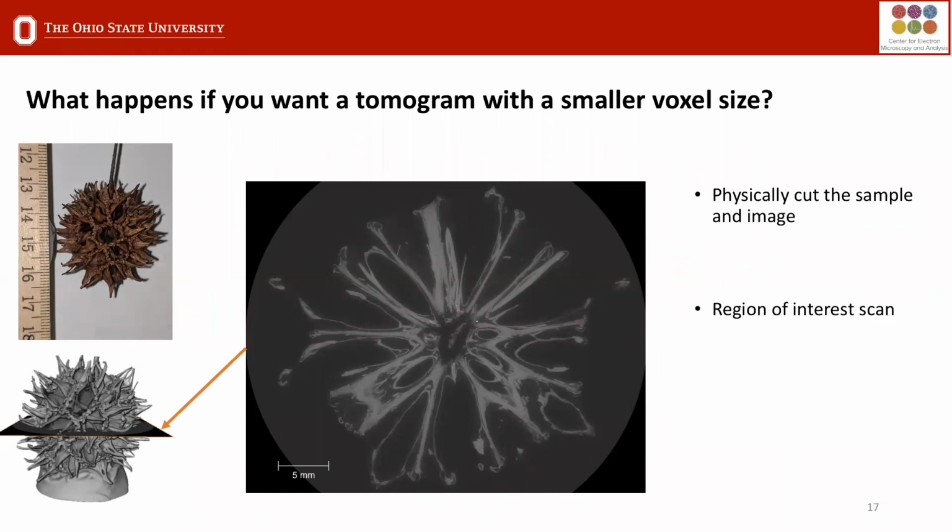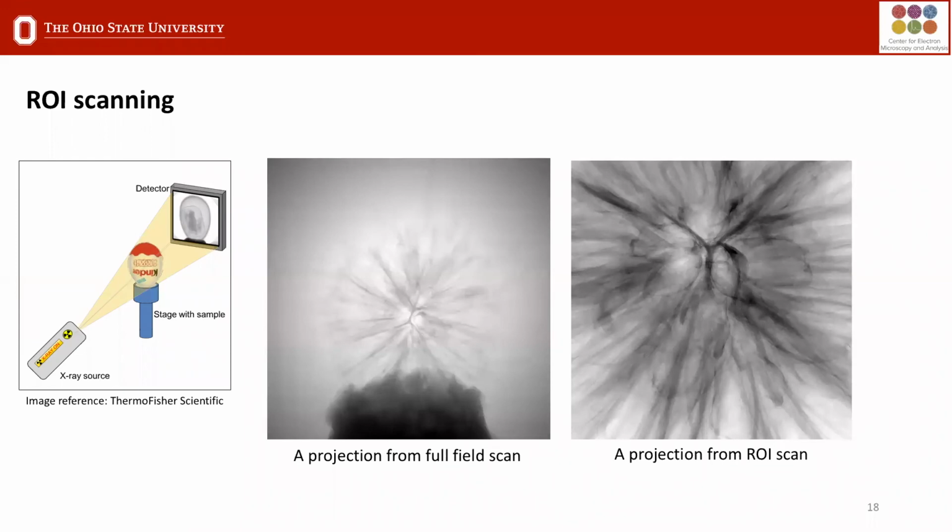This will mean that we increase the magnification and let some of the sample go out of the field of view. When we set up the region of interest scan, we are going to increase the magnification of the sample onto the detector by moving the sample as close as physically possible to the source and moving the detector as far away as possible. Unlike in the full field scan, we will let a large amount of the sample go out of the field of view.